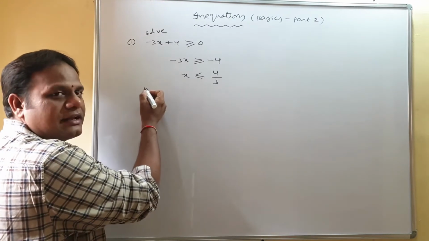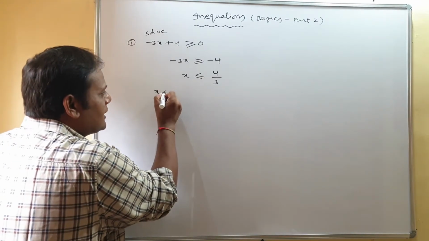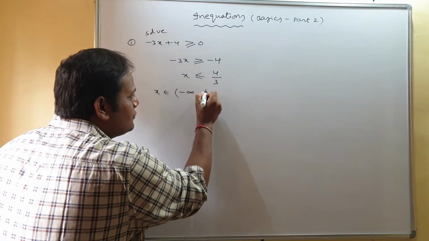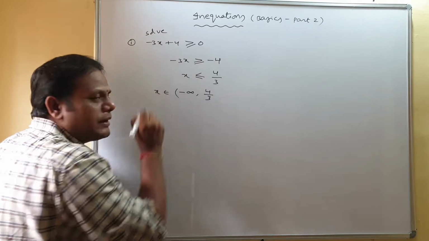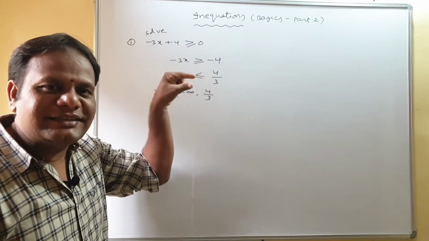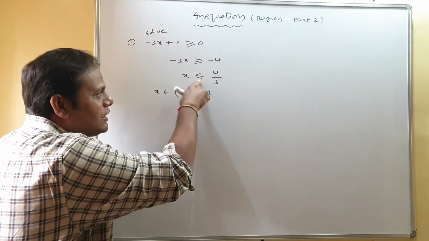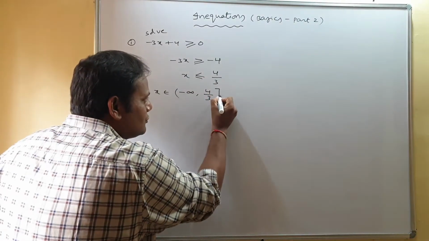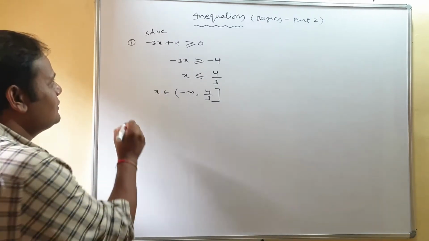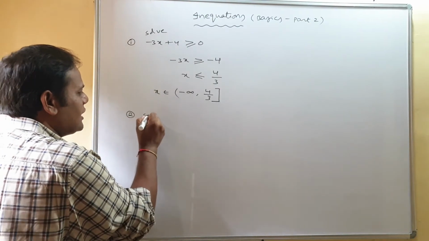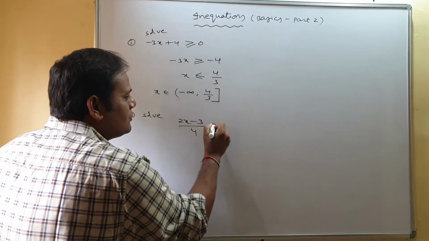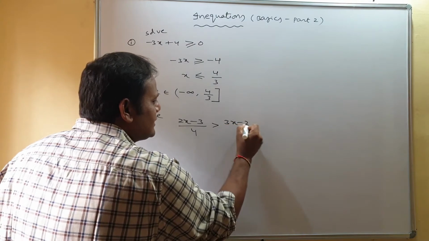So x less than or equal to 4 by 3 means x belongs to minus infinity to 4 by 3. Is 4 by 3 included or excluded? Yes, it is included. Why? Because we have the equal to sign. So you can take a closed interval. Is it clear?